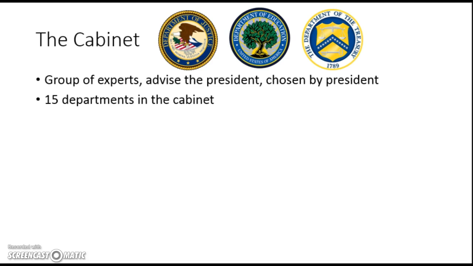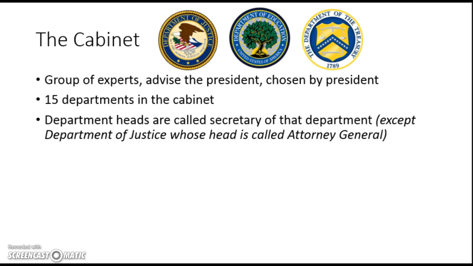There are 15 cabinet departments in the executive branch, and the department heads are called secretary of that department. So above, if you look at Department of Education, that would be Secretary of Education, who heads that department. Department of the Treasury, that would be Secretary of the Treasury. But on this one, Department of Justice, that's the only department that has a different name for the head of that department, and this department's head is called the Attorney General.